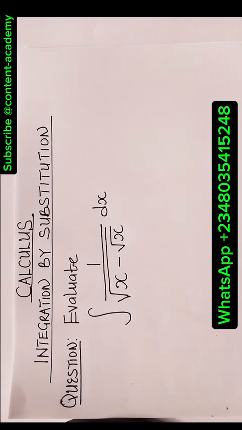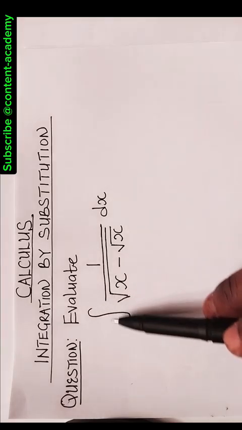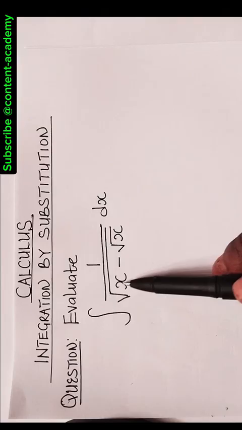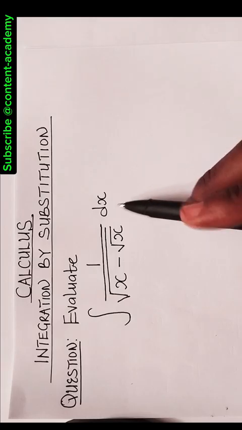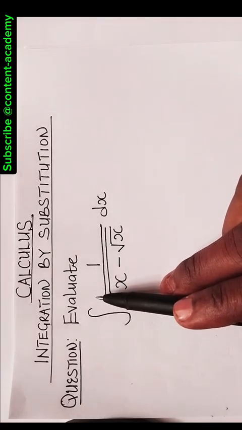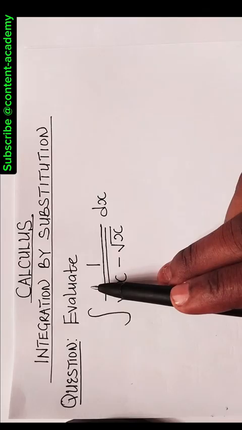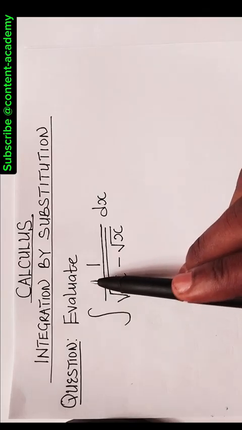So in this video, we are to discuss calculus, that is integration by substitution. We have an equation given: the integral of 1 over the square root of x minus the square root of x, dx. We are asked to evaluate this integral to know what our answer will be. This is a definite integral.